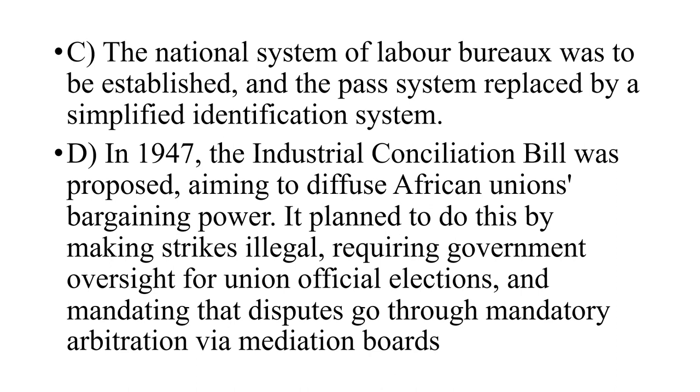So the efforts to control the resistance went beyond non-recognition. Changes were made to the Industrial Conciliation Act, restructuring existing unions along racial lines. The amended act imposed racial segregation, prohibiting mixed unions and requiring them to split into separate unions if a majority of white or colored workers chose to separate. So statutory measures were introduced to enforce racial segregation.